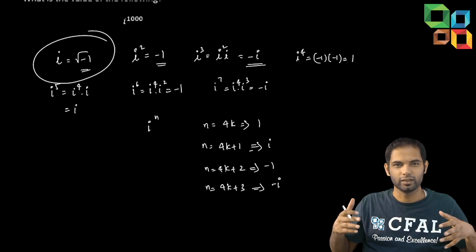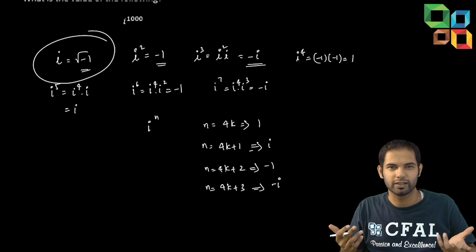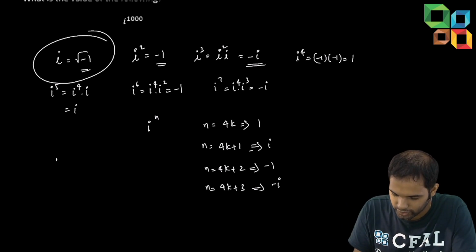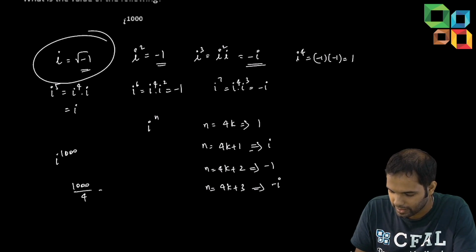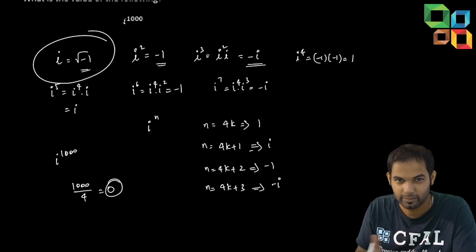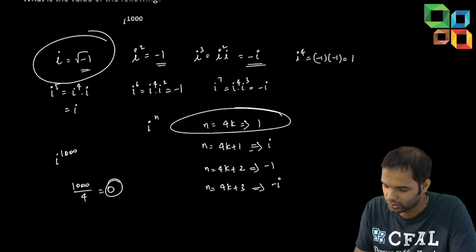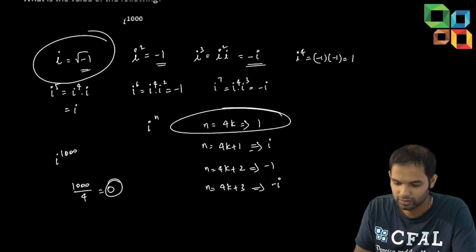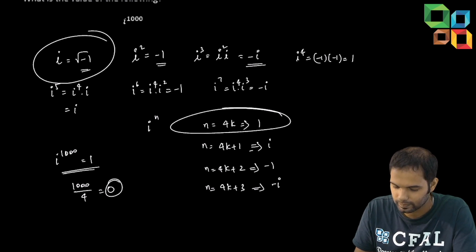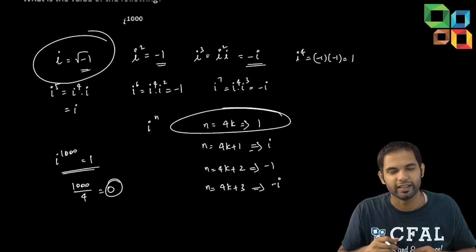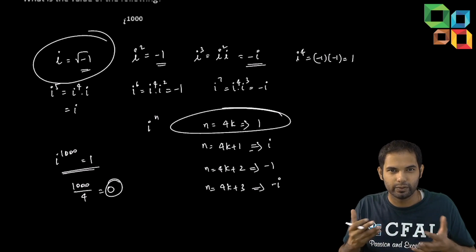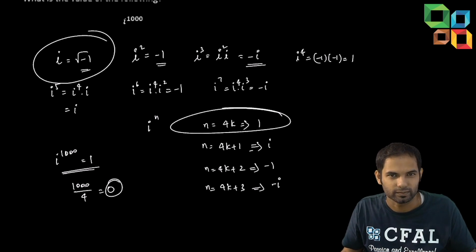Basically, when you divide by 4, what is the remainder? You get your answer. So now 1000 is the question. When you divide 1000 by 4, certainly the remainder is 0, or it's in the form of 4k. So this is equal to 1. So for any power given, it's very easy. Just divide by 4, see what is the remainder, and based on that, you get your answer.